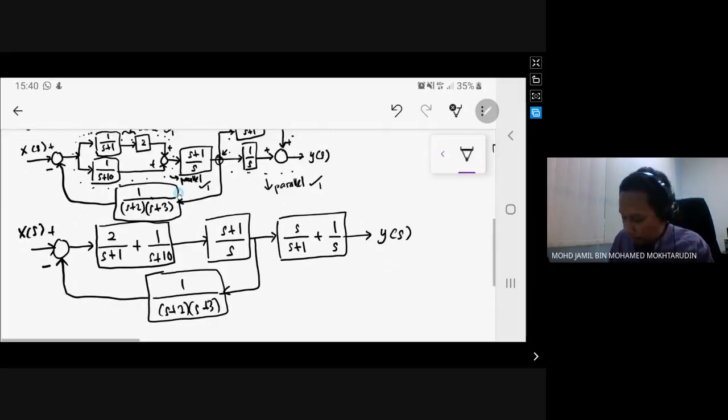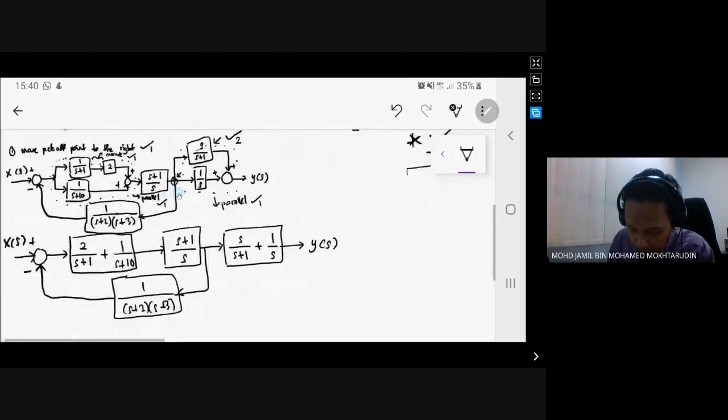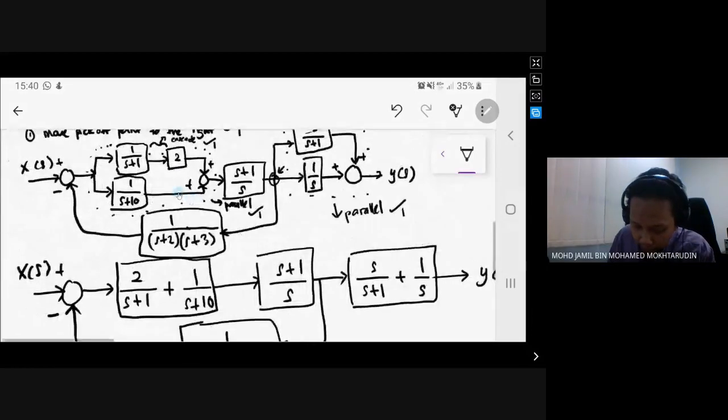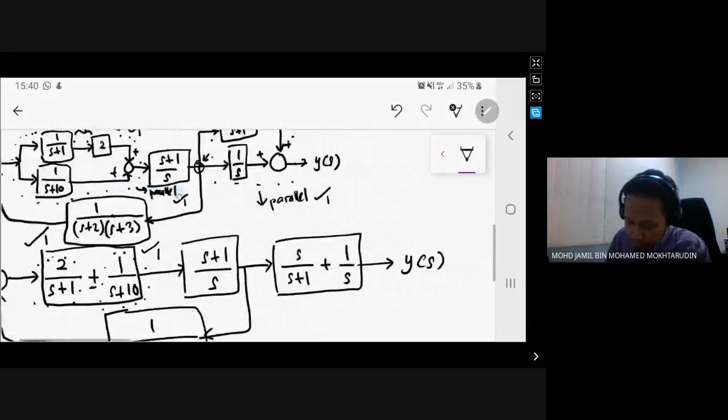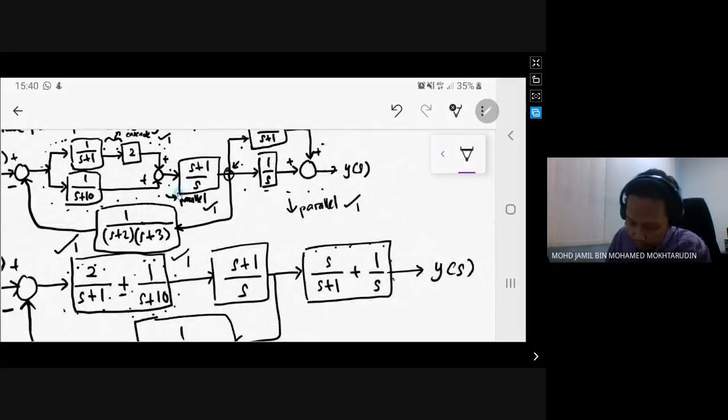Okay, so if you have 2 over s plus 1 here, which is from the cascade, you get 1 mark. And if you have a plus here, plus 1 over s plus 10, you get 1 more mark. And then here, if you simplify this, you get this, then you get 1 more mark here.